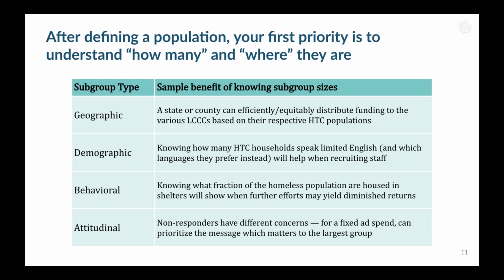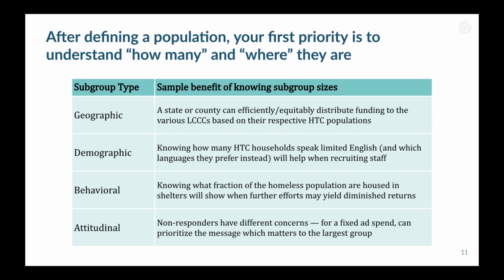Another type of subgroup we could see are behavioral subgroups within your population. The homeless community comes to mind, for example. Many homeless people are housed on a fairly regular basis within shelters or other group quarters. Understanding the proportion of your homeless population that's housed on at least an irregular basis allows you to know, when you go to outreach in those group quarters and those shelters, when you might be hitting a point of diminishing returns, when you've likely hit most of the places that you need to go to, and that further use of your funding and your time could be better spent trying to reach the homeless population in other areas.